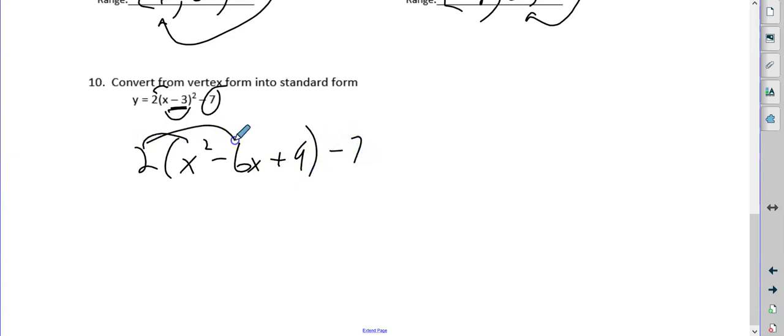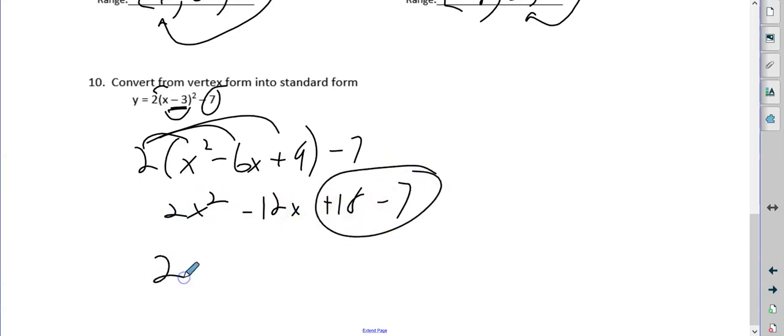Now I'm going to send the 2 in. Can't do that -7 yet. I have to do multiplication first. So 2x squared minus 12x plus 18 minus 7. Now we can combine those and get 2x squared minus 12x plus 11.